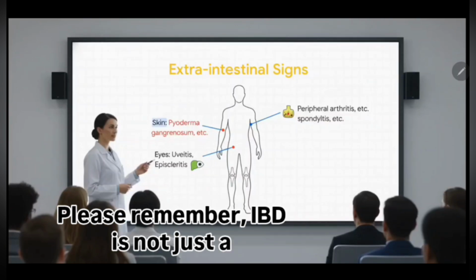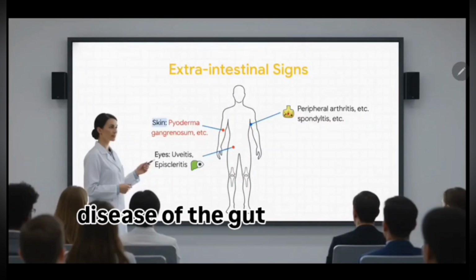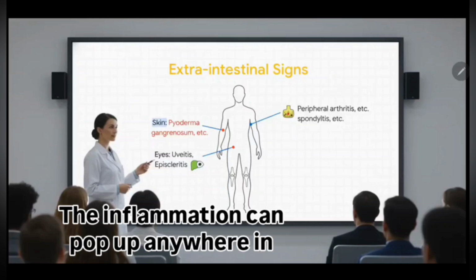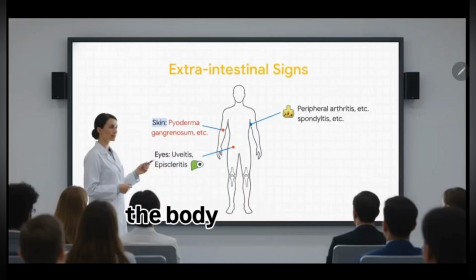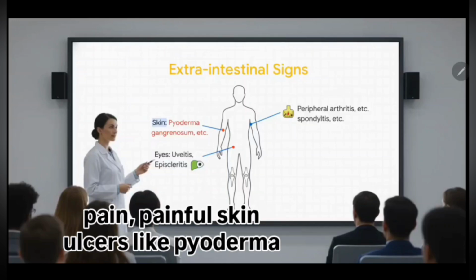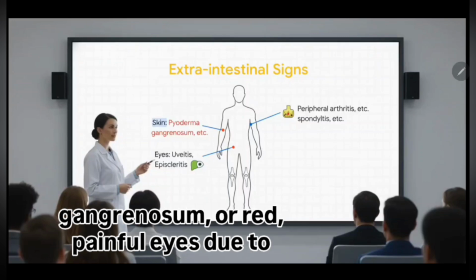Please remember, IBD is not just a disease of the gut. It is a systemic illness. The inflammation can pop up anywhere in the body. The patient might complain of joint pain, painful skin ulcers like pyoderma gangrenosum, or red, painful eyes due to uveitis.